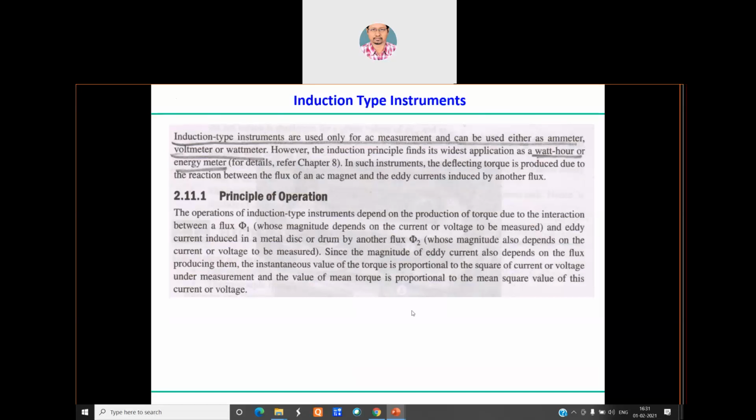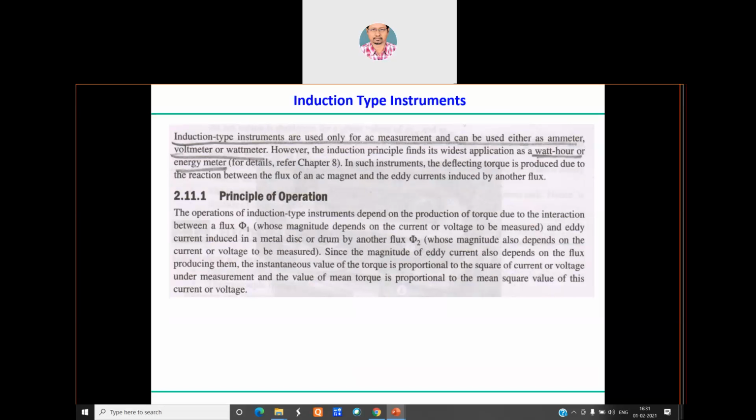Now the induction type of instrument. I will not discuss the induction type of instrument here in detail. We will touch upon it, but now we will discuss these methods because ultimately they will be widely utilized as far as power measurement or energy measurement is concerned. We will consider the detailed discussion of induction type instruments under module number 2. For now, take it for information.